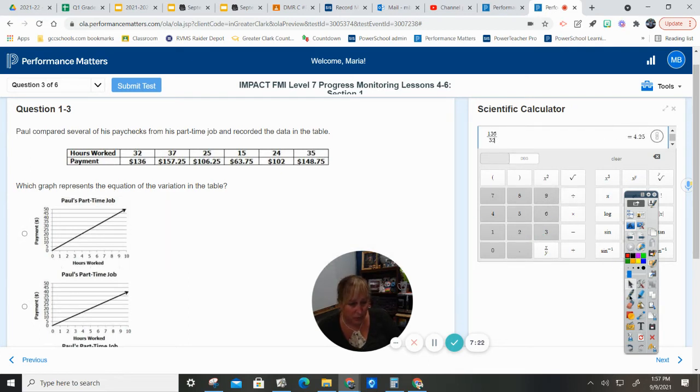So I got 4.25 for this one. Okay. Going to do 157 divided by 37. Whoa, I probably need to push clear. 157.25 divided by 37 is 4.25. So that is the same.